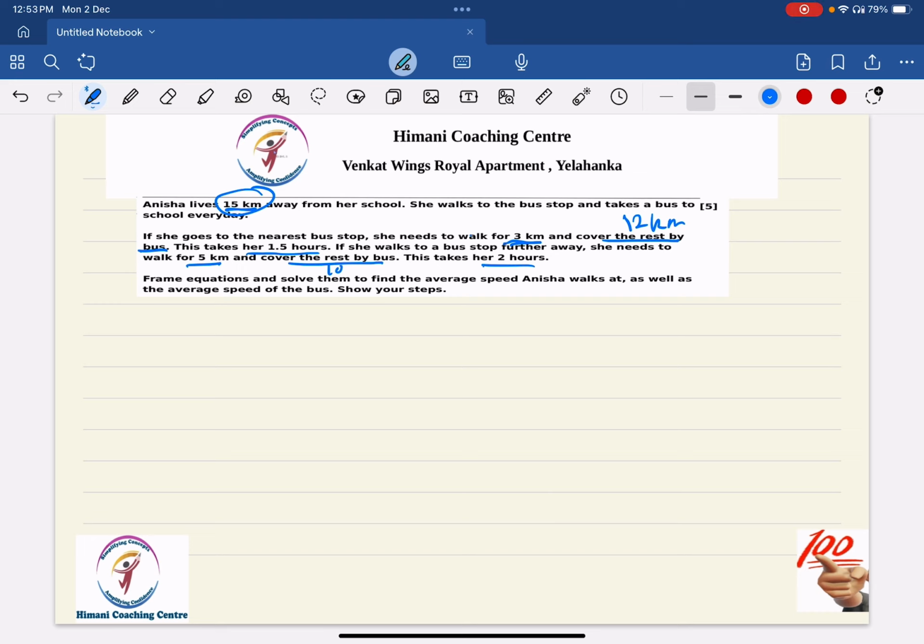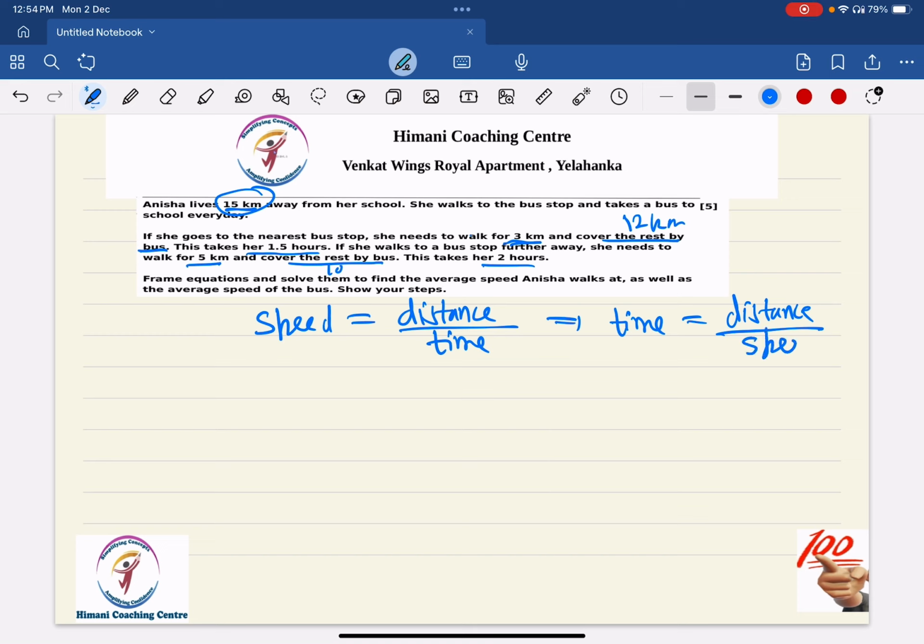Show your steps. So students, remember, we know that speed equals distance upon time. Speed is the rate of change of distance. So speed equals distance upon time. And from here we can also say time is equal to distance divided by speed. So we have to use this equation. Time is given by distance divided by speed. Now let us take case 1.